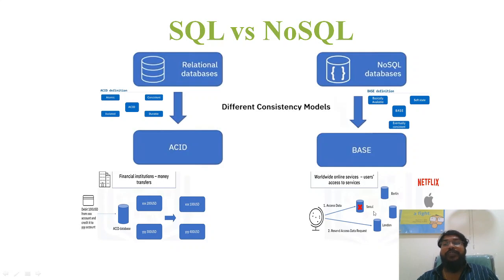Then what we can do is that immediately we can take the data from the other data center. For example, if this system also stops working, then we can take the data from the other one. So that is how the basically available concept will be maintained in NoSQL.